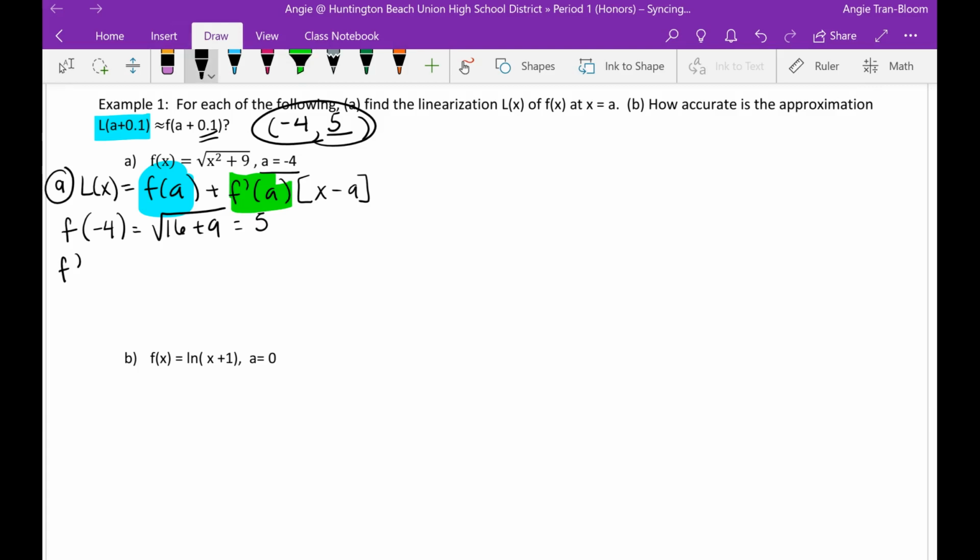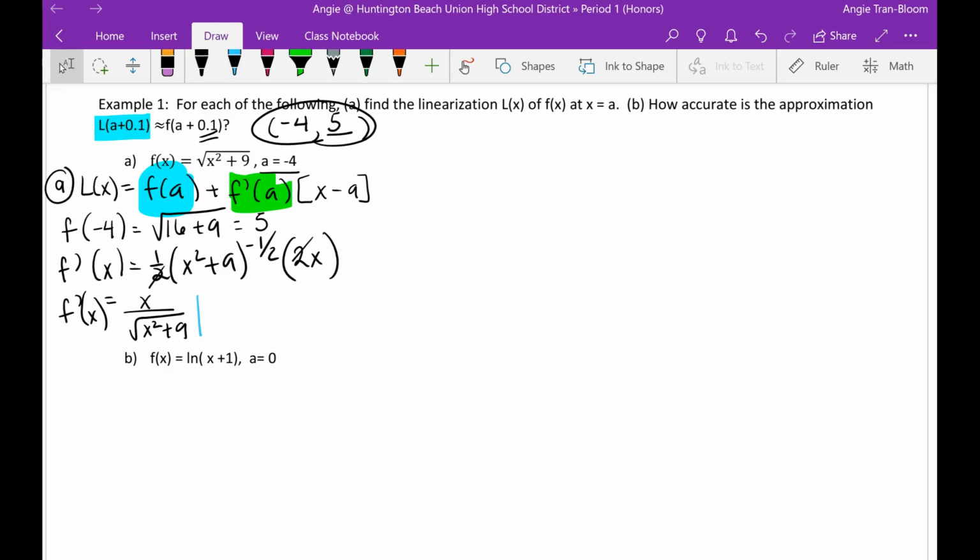So here we go. f prime of x is 1/2 times x squared plus 9 to the power of -1/2. The chain rule says I need to multiply by 2x. Let's make that a little prettier. So I think the 2 and the 2 here will cancel. So now on the top, I would just have an x over the square root of x squared plus 9, and this is f prime of x. I need to evaluate this at x equals -4, okay? So that's -4 on the top. And again, we did this already, so on the bottom is 5. So this is f prime at -4.